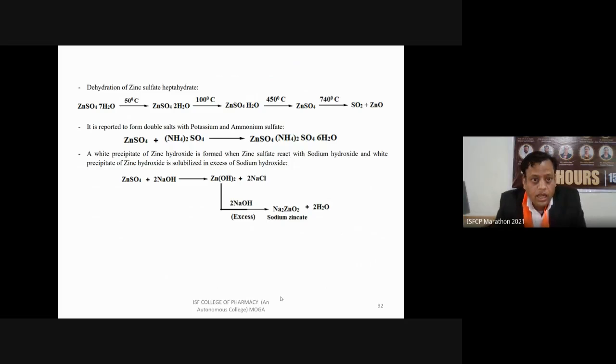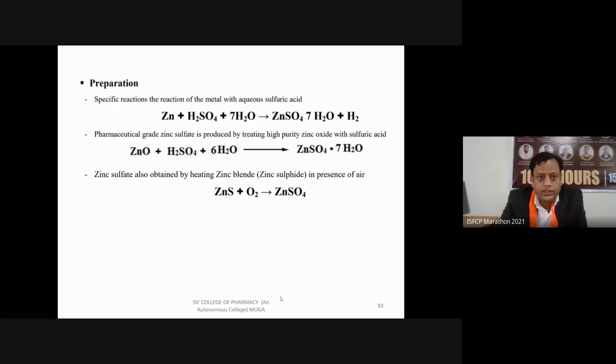It is reported to form double salts with potassium and ammonium sulfate. So zinc sulfate reacts with ammonium sulfate and forms a double salt. What is a double salt? It means both salts, zinc sulfate and ammonium sulfate, are present in a mixture. Zinc sulfate, when reacted with sodium hydroxide, forms zinc hydroxide and sodium sulfate. This zinc hydroxide further reacts with sodium hydroxide to produce sodium zincate, Na2ZnO2, and water.